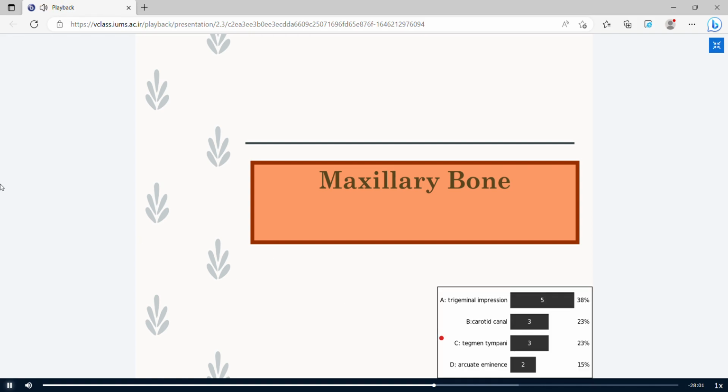Carotid canal is not seen on anterior surface. All of you made a mistake because trigeminal impression, tegmen tympani, and arcuate eminence, all of them are located on anterior surface of petrous part.